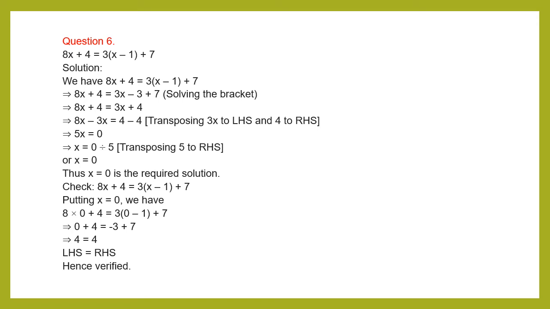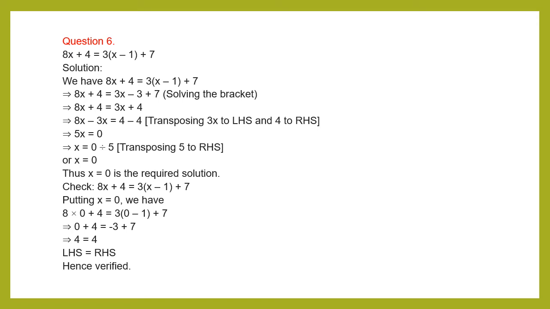Write down the 8x plus 4 as it is, equals 3 into x, 3x, plus into minus is minus, 3 ones are 3, plus 7. That means solving the bracket, we will get this equation. In the next step, 8x plus 4 equals 3x plus 7 minus 3. Plus and minus means we need to subtract. From 7, 3 goes, so we'll get the answer as 4. The greater term has positive sign, so plus 4. 8x plus 4 equals 3x plus 4.